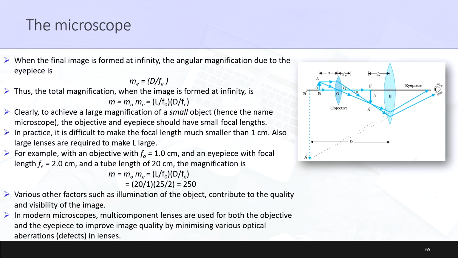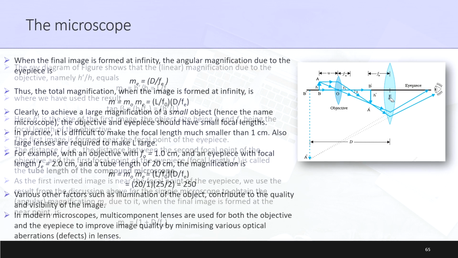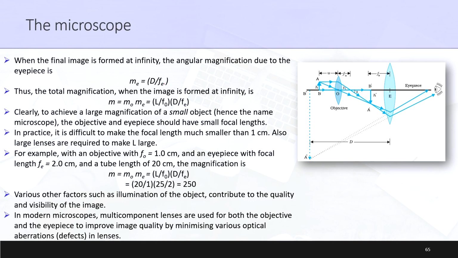So, basically three different formulations are to be used here. First of all, we find the initial magnification, and then we find it when the final image is formed at the near point. Hence, for the near point we get 1 plus D by Fe, E for eyepiece. Now, when the image is formed at infinity, then this is equal to capital D by Fe.